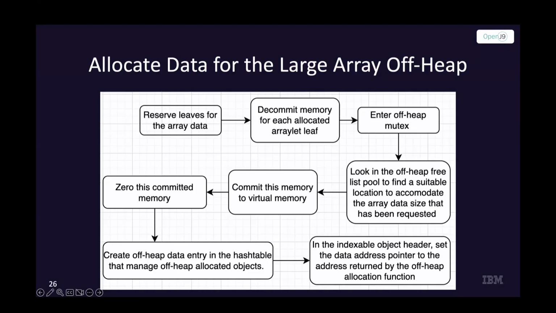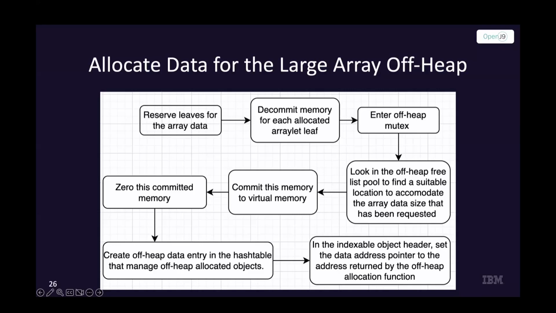And so finally, in the indexable object header for this newly allocated indexable object, we're going to set the data address pointer to the address returned by the off-heap allocation function. So I hope you now have a better understanding of the high-level process for an off-heap allocation.